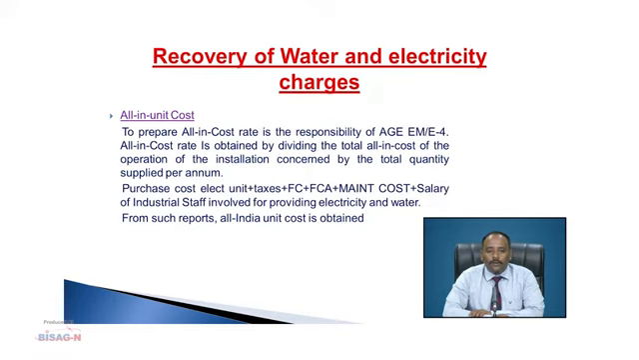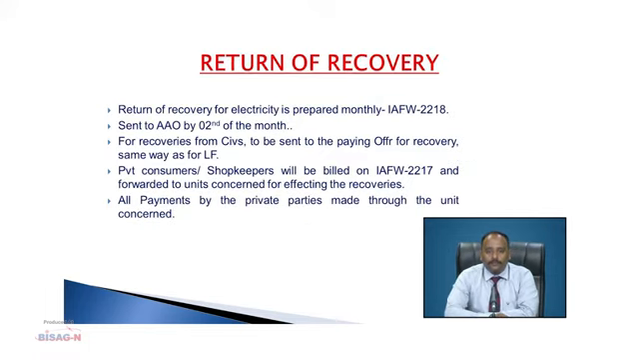From such reports, all India unit cost is obtained. Return of recovery for electricity is prepared monthly on IAFW 2218. The same is sent to AAO by 2nd of every month. For recoveries from civilians, the same needs to be sent to the paying officer for recovery, the same way as license fee.